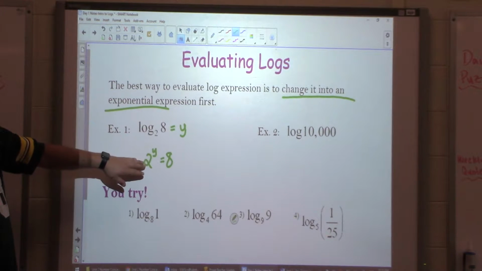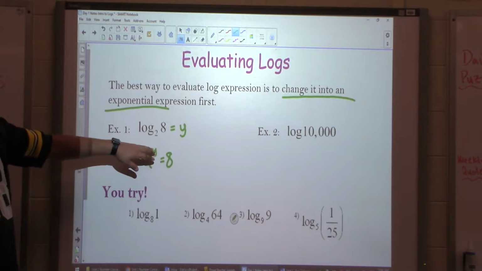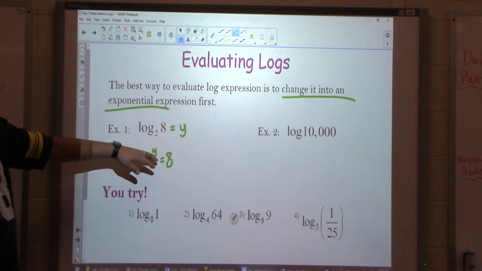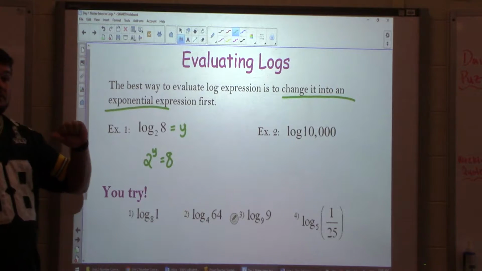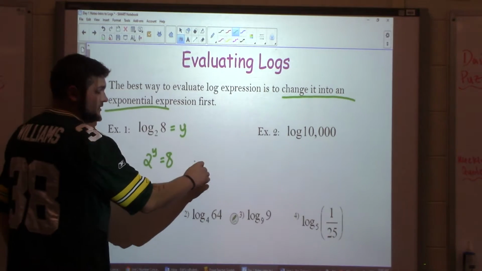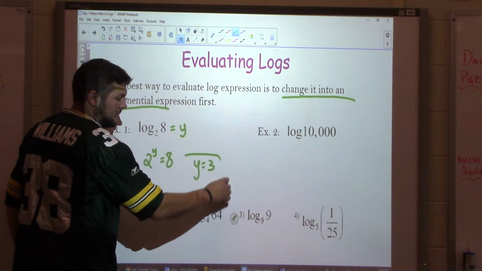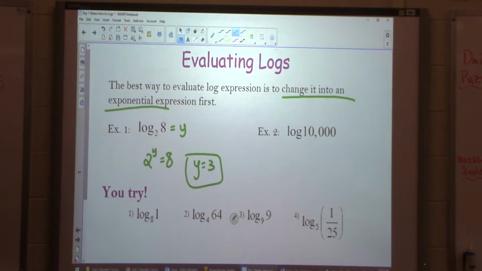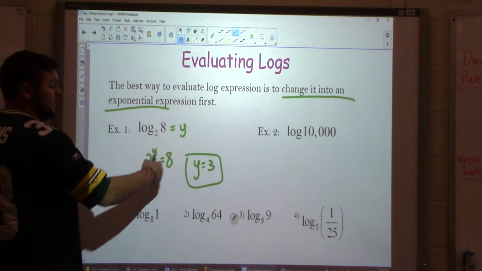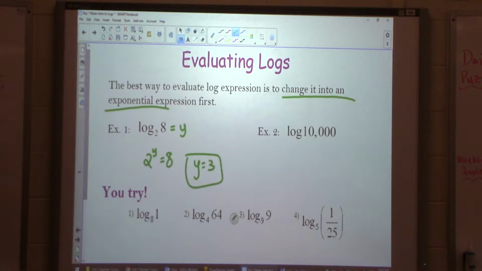So if I change it to exponential form, 2 to what power equals 8? 3. We can figure that out now, right? When we had the log, we had no clue. We don't know what log base 2 of 8 is in our heads. But we can probably figure out 2 to what power equals 8. Right? Pretty easy.